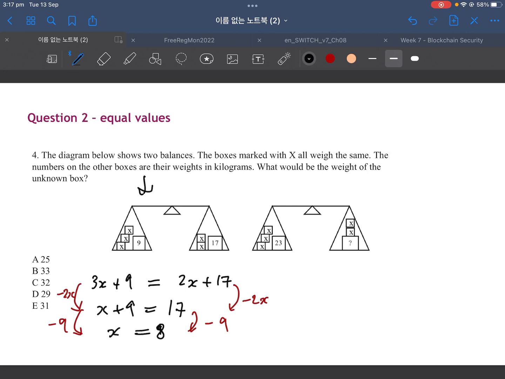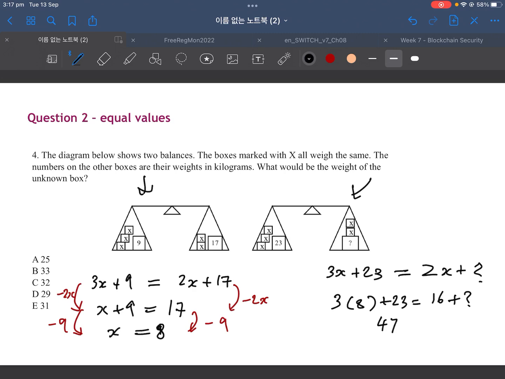Now, x equals 8. That's all we need to know. And we move to the second scale. I happen to know that 3x plus 23 is the same thing as 2x plus this question mark that we have. If I know that x is 8, then I can just plug it in. 3 times 8 plus 23 equals 2 times 8, which is 16, plus question mark. What's 3 times 8? 24. 24 plus 23 is 47. 47 then equals 16 plus this question mark. So therefore, the question mark equals 47 minus 16, which is 31.